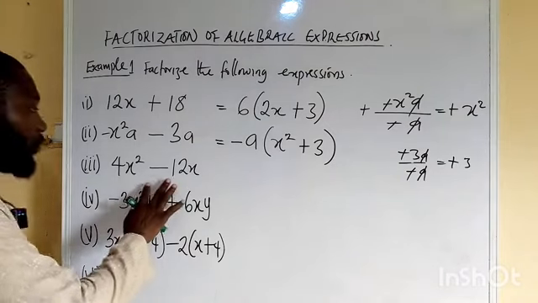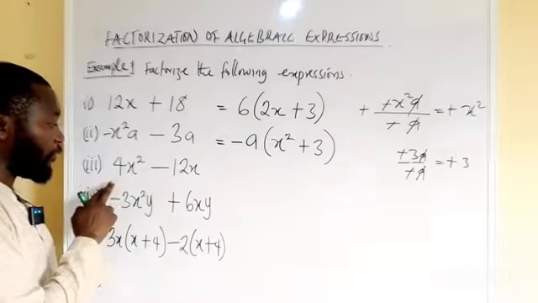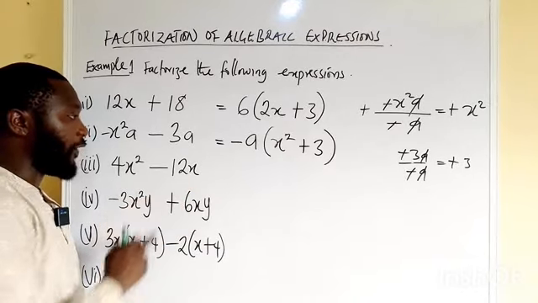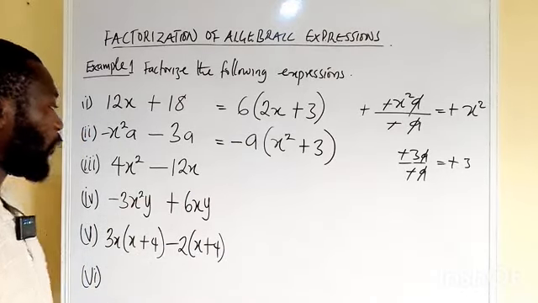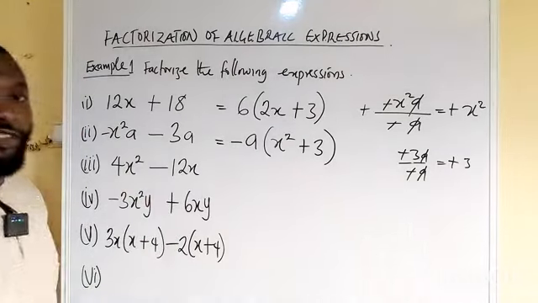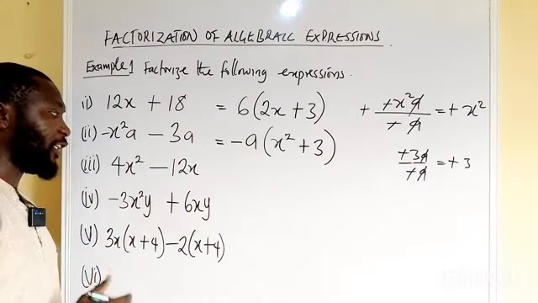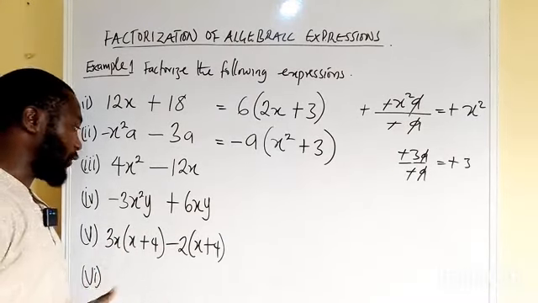Let's move to the third one. The next one here we have 4x squared minus 12x. So now what is the common factor here? The highest common factor, please take note. We are factorizing out the highest common factor.